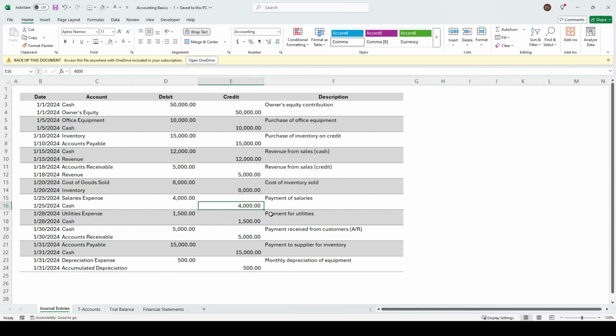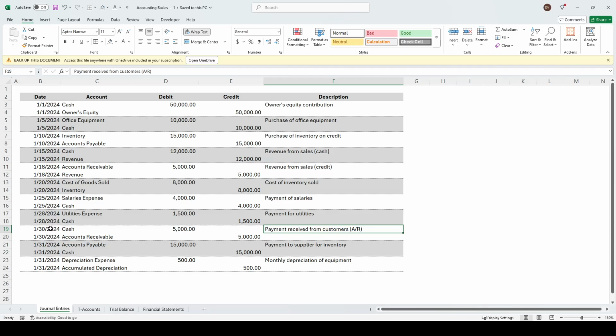We also had utilities expense that same month on the 28th. We have a debit of $1,500 for utility expense, which also was paid in cash, showing a decrease of $1,500 in cash. Next journal entry we have is payment received from customers, accounts receivable.